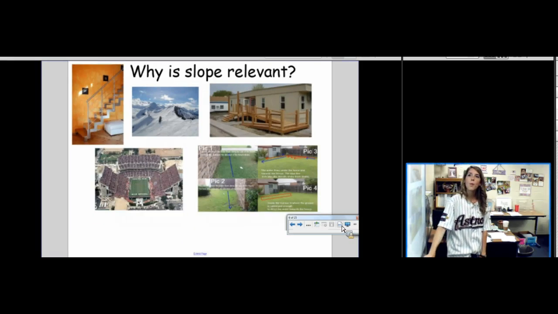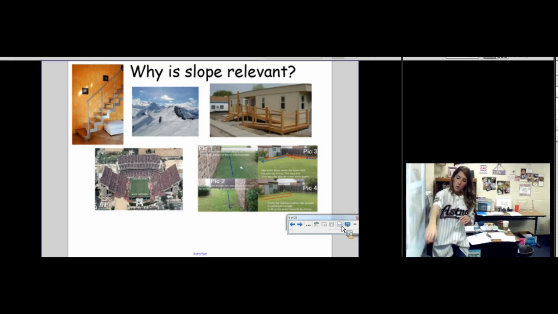Who uses slope? Why do we need slope? Where is slope? Have you ever gone skiing? Anyone ever gone skiing? The colors of the mountains, blue, black, black diamond, what are those based off of? The slope of the mountain. The steeper the slope, the harder it is. And so they call it a black diamond when it's the scariest and hardest.